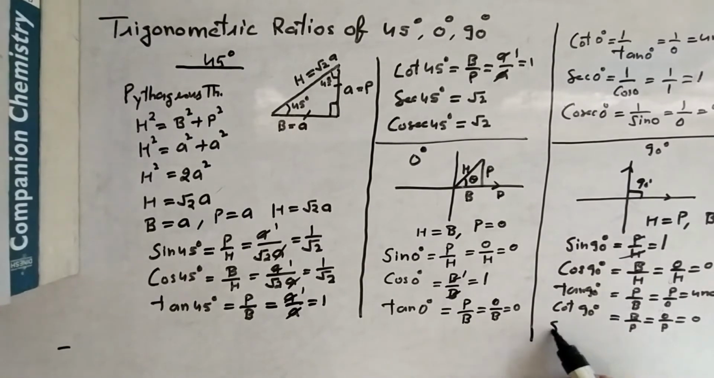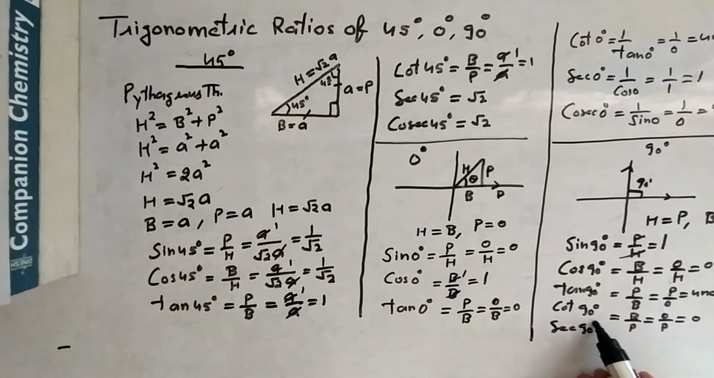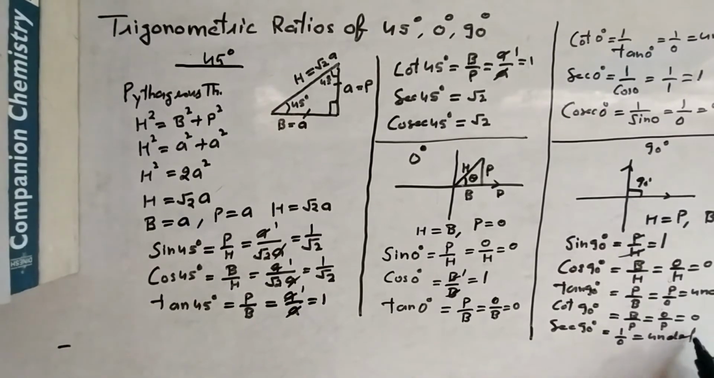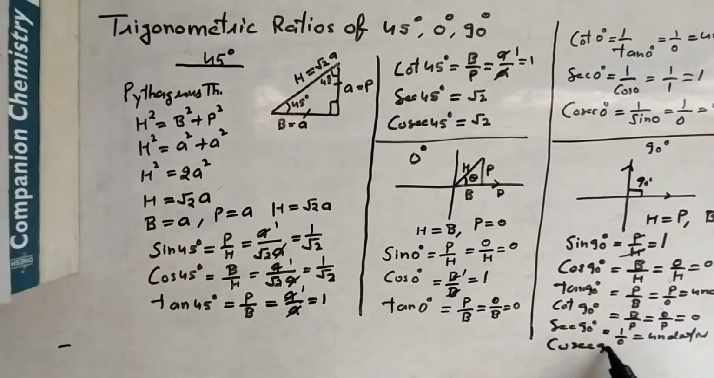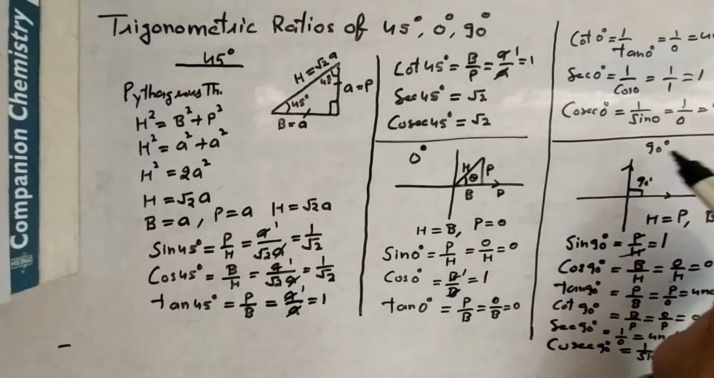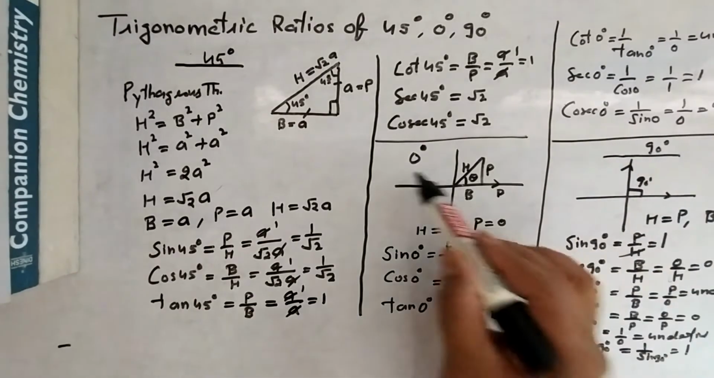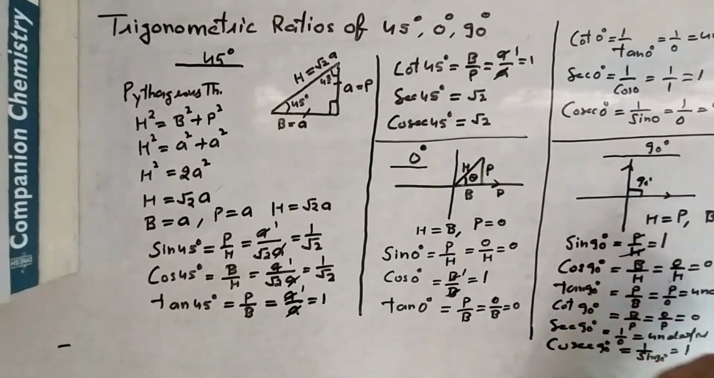Similarly, we can find secant 90 degree. Secant 90 degree is 1 upon 0. Again, this is undefined. Okay. Now similarly, cosecant 90 degree. This is nothing but 1 over sine 90. So 1 over sine 90, that is 1 over 1. Answer is 1.